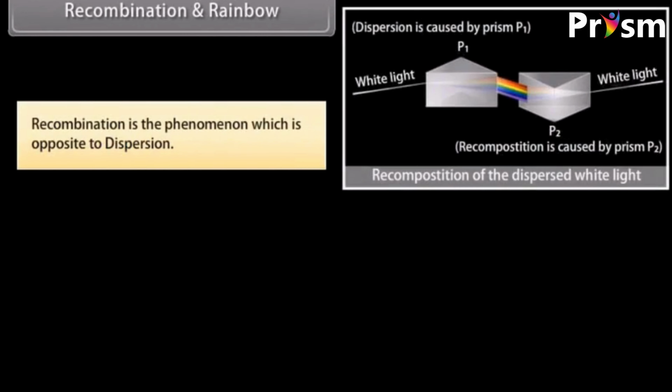Recombination and rainbow. Recombination. Isaac Newton observed that if he keeps 2 glass prisms parallel to each other such that one is inverted with respect to the other, then white light entering one prism gets split into 7 colors, which when falling on the other prism recombine to give white light again. This is termed as recombination.